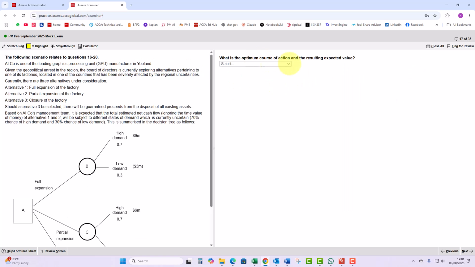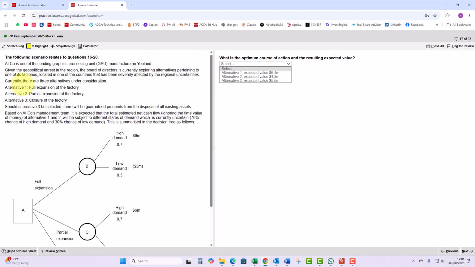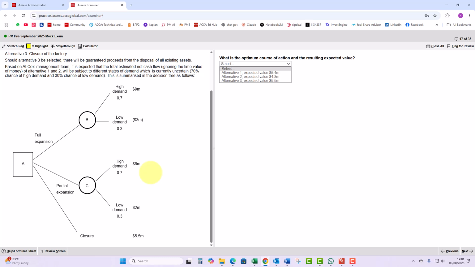What is the optimum course of action and the resulting expected value? So it's basically asking what choice we would choose. Is it 1, 2, 3, full expansion, partial, closure? I'd be very surprised if you got this in the exam, because if we look at what it's got here, it's given us the two calculations that we worked out in the prior question. On occasion, you do get a bit of information in one part of the question that helps with the other, but not normally as blatant as this, where it gives us the two calculations. But as it has, we're reassured that the calculation that we did in question 16 is correct.